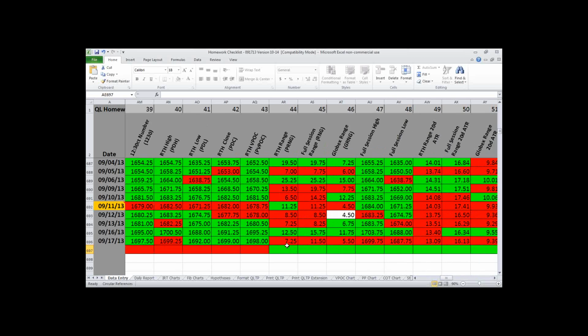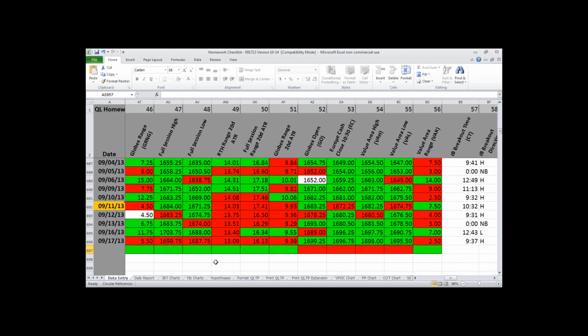Our range, 7 1/4 on the RTH, 11 1/2 on the full session, and 5 1/2 on the Globex. Our full session high at 1699.75 was put in the RTH. Our full session low at 1687.75 was put in the Globex. Our 20-day ATRs continue to tighten on the RTH. They're just over 13 now. Full session just over 16, and Globex just over 9 1/4.